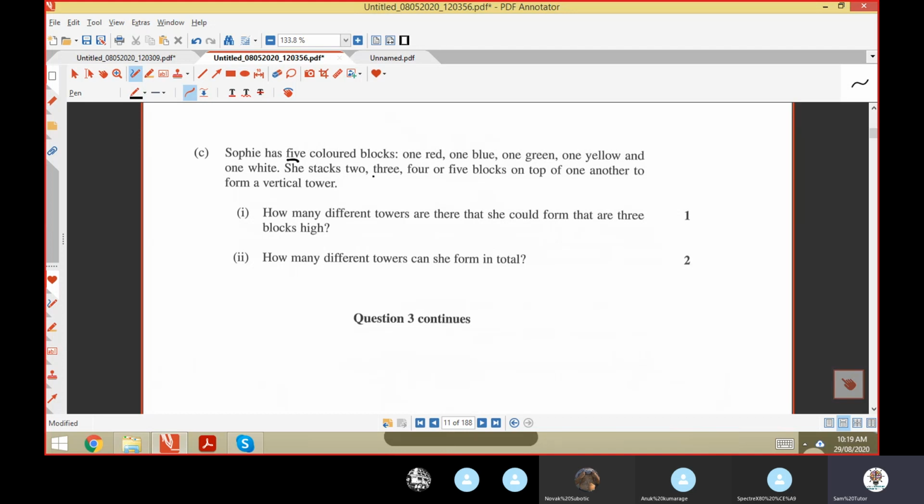Sophie has 5 colored blocks, 1 red, 1 blue, 1 green, 1 yellow, 1 white. She stacks 2, 3, 4 or 5 blocks on top of one another to form a vertical tower. How many different towers are there that she could form that are 3 blocks high? Okay, just take your time.